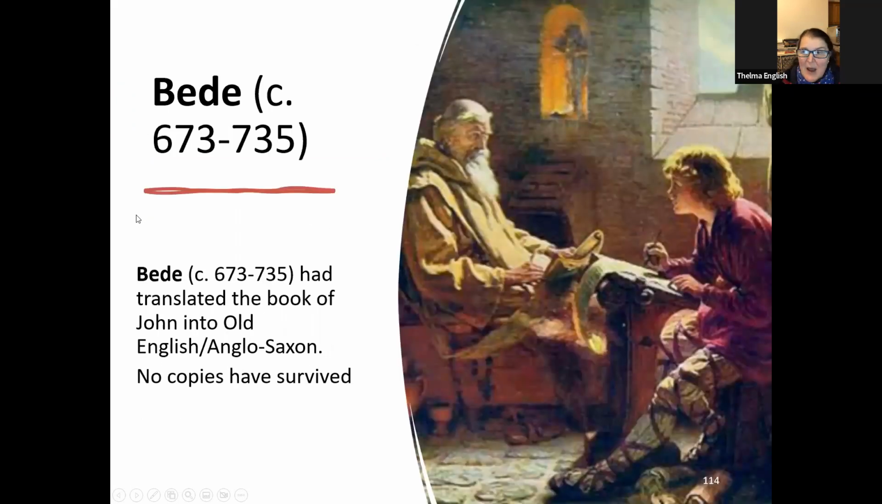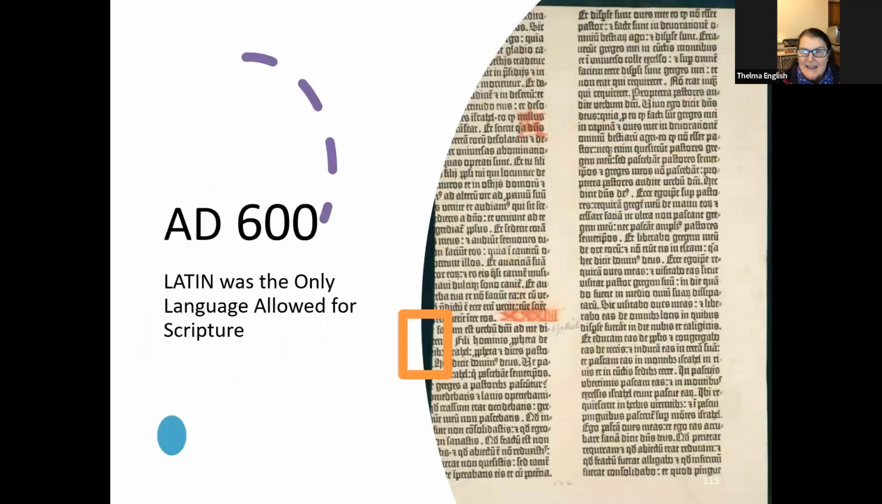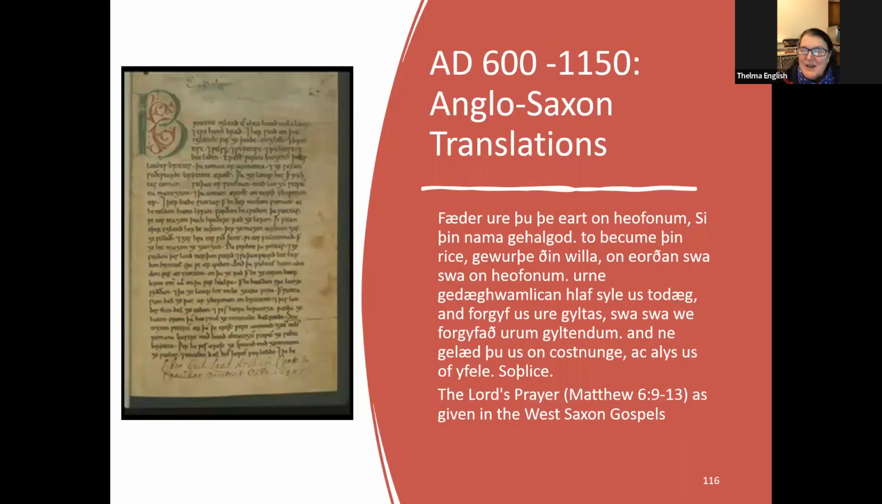Bede, let's talk about Bede. He had translated the book of John into Old English, into Anglo-Saxon, like Beowulf, but no copies have survived. We just have people writing about it that he did it. AD 600, Latin was the only language allowed for scripture. They really thought everything had to be Latin. They were completely against English. Isn't that something? The Anglo-Saxon translations.